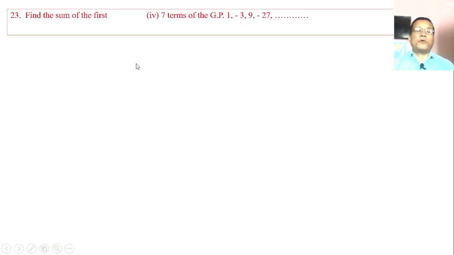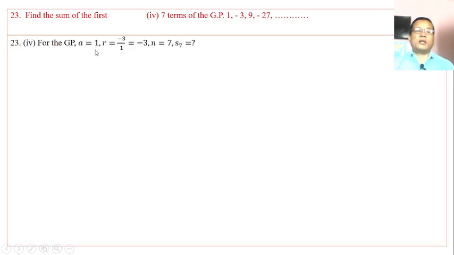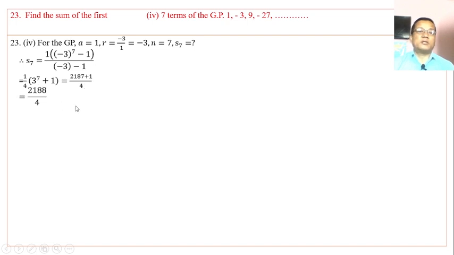Roman number 4, 7 terms of the GP. Here A is 1 and the common ratio is the second term, minus 3, divided by the first term, that is minus 3. N is 7, S7 is 1 times R to the power 7 minus 1 over R minus 1. Using the formula we get this divided by this, from which we get the sum 547.